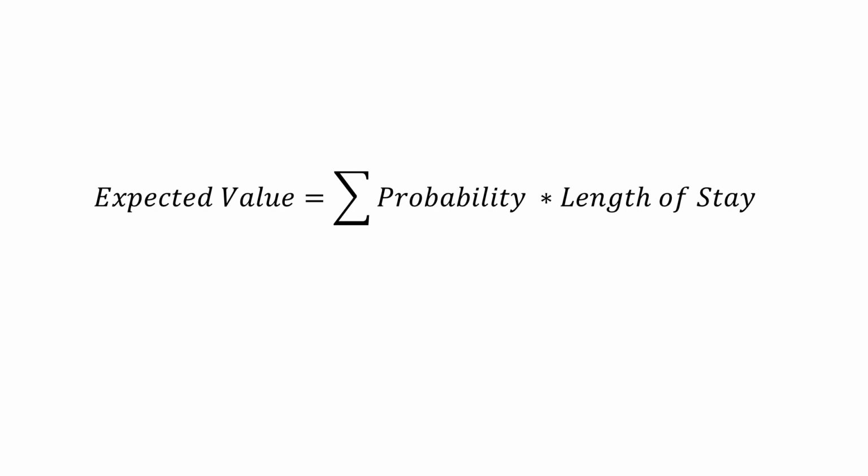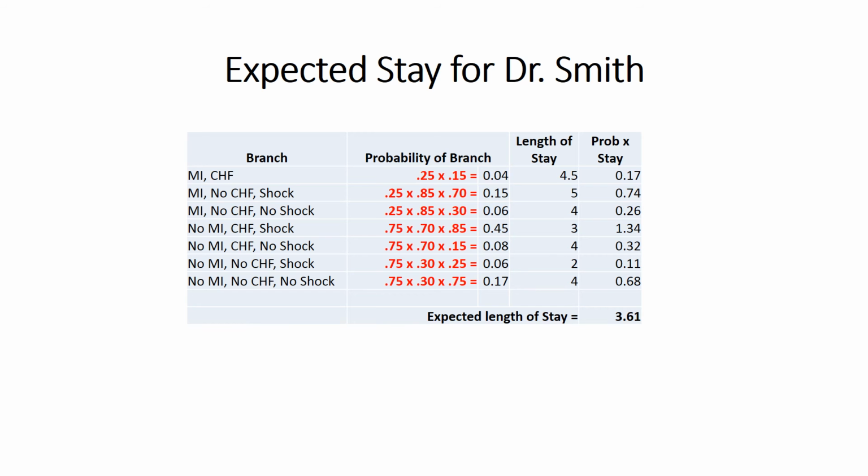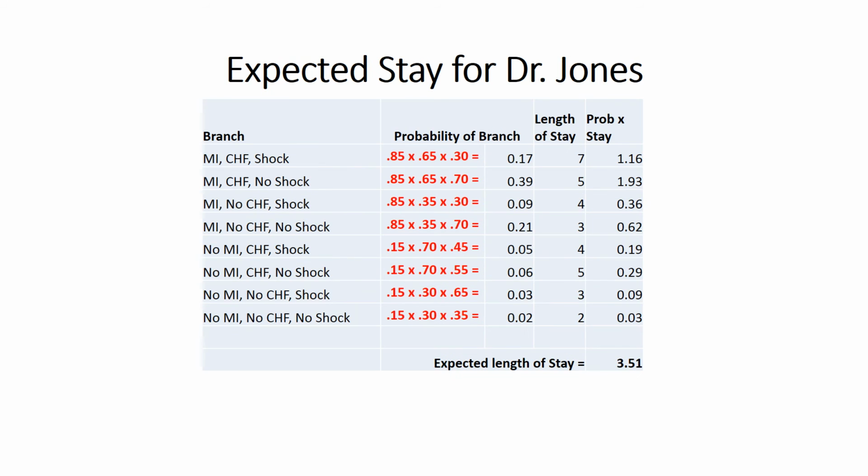The expected value is the sum of the product of probabilities and length of stays. So on the top branch, MI and congestive heart failure, the probability was 4%, 4 out of 100, and the length of stay was 4.5 days. So we multiply those and we get 0.17. We do this for all the branches and we sum it up, and that's the expected value.